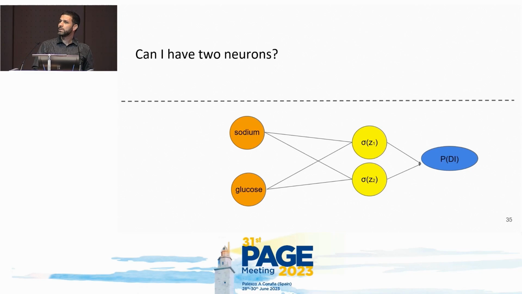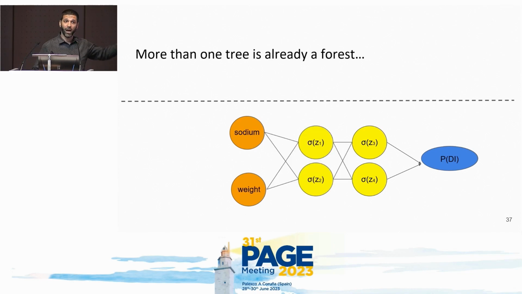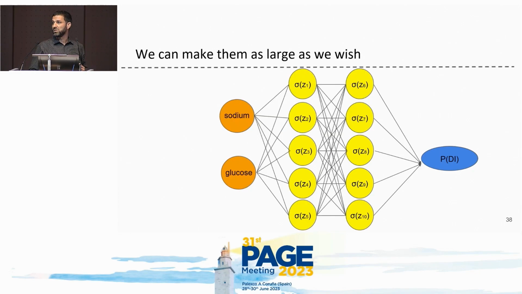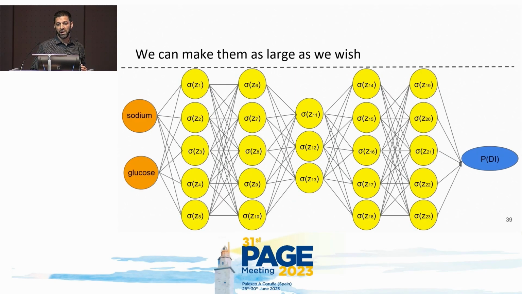Can I have 2 neurons? Why not? What is then deep learning? The mathematical rule says that more than 2 trees are already a forest. So I have now deep learning. I can make every layer as large as I want, and I can make it as deep as I want. So with that, we already see that those neural networks, as an example, are not really hard to understand, and they are very fancy logistic regression methods.